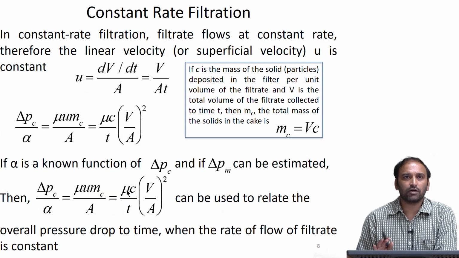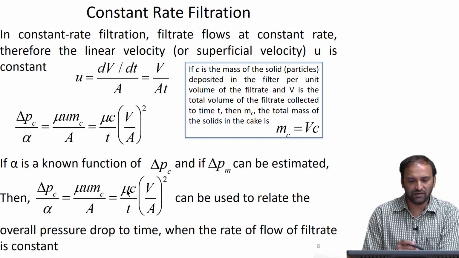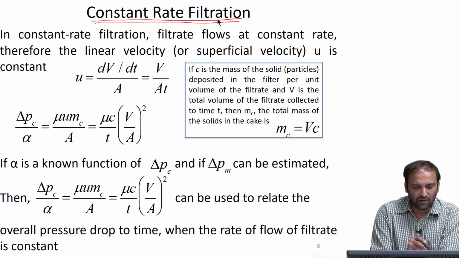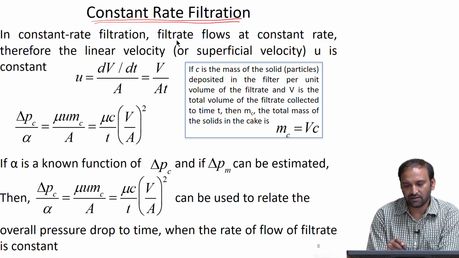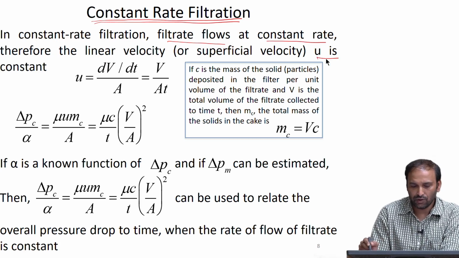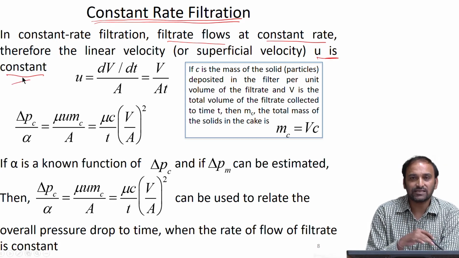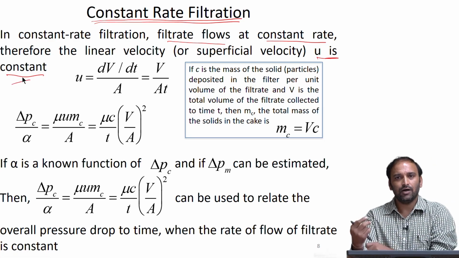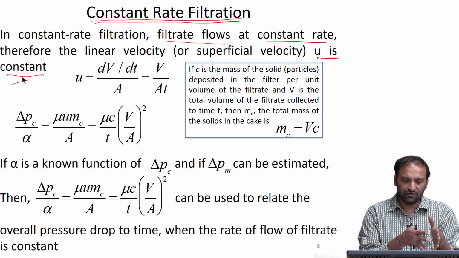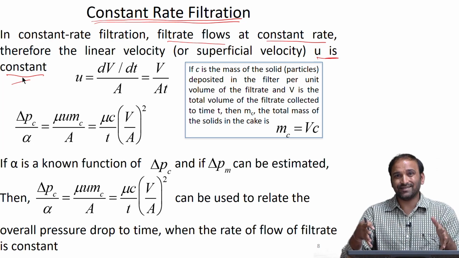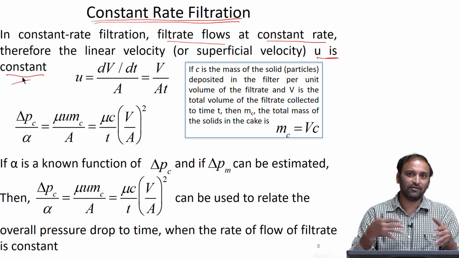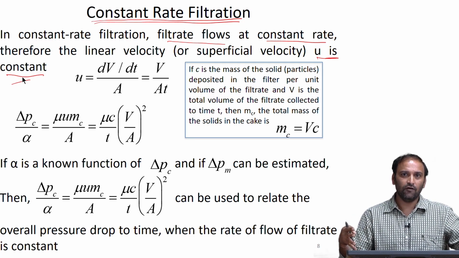So, now that we have talked about constant pressure filtration, we will move on to looking at constant rate filtration. In the case of constant rate filtration, the filtrate flows at a constant rate. Therefore, u, the superficial velocity, is constant during the course of filtration. As I had mentioned, during filtration the cake develops, and because of the formation of cake there is going to be more and more resistance, because of which ideally I should expect the flow rate to fall. The filtrate should start coming down at lower and lower flow rates.